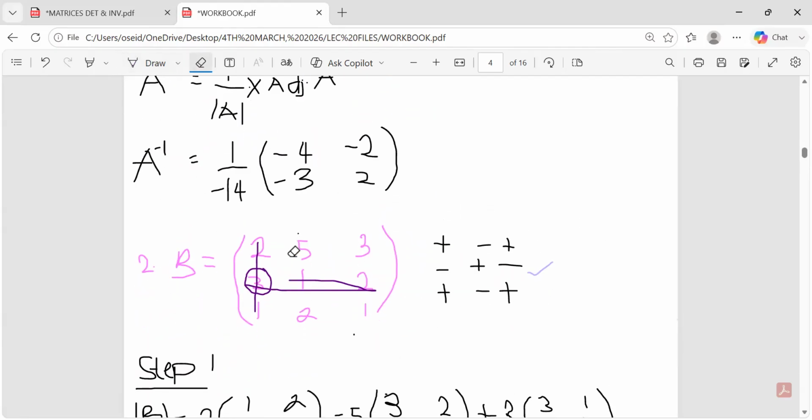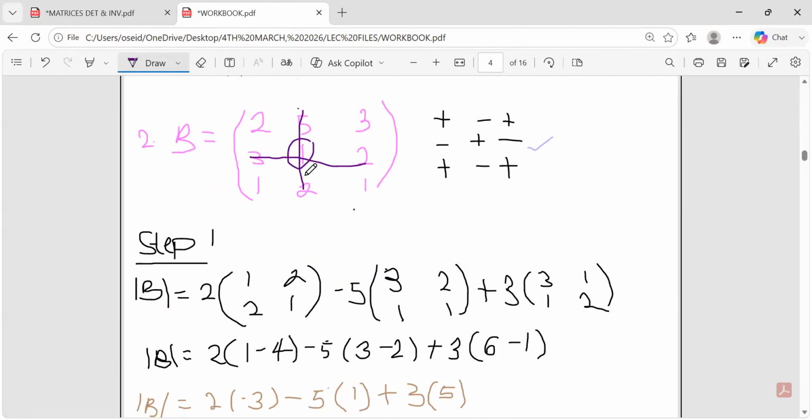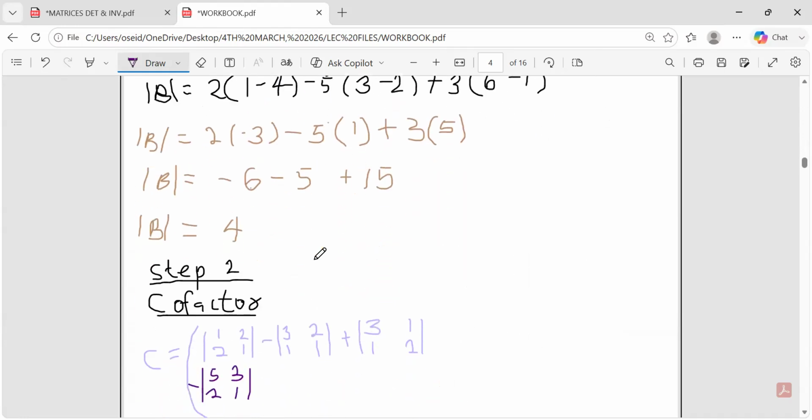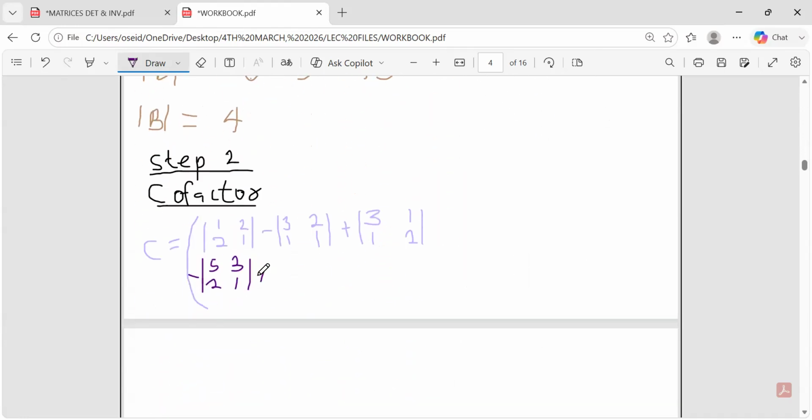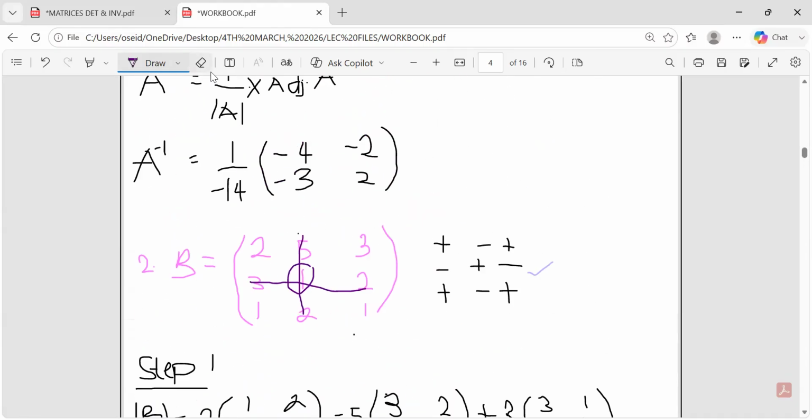Then, once we are done, we move on to the next element, which is 1. So we assume that row 2 does not exist, column 2 does not exist. So we are left with the elements 2, 3, 1, 1. So plus 2, 3, 1, 1. Then minus, because minus is the next one.